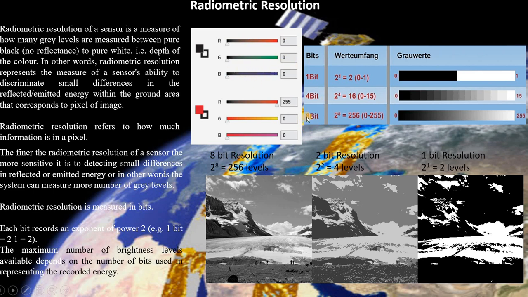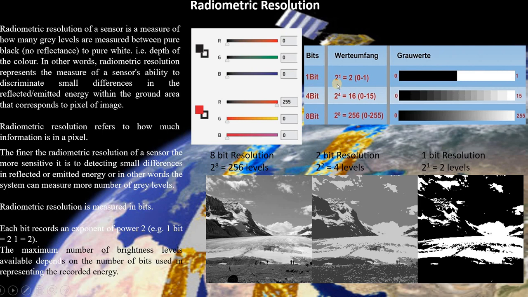Similarly, if I say 8-bit, that means 2 to the power of 8, which is equal to 256 gray levels. If it is a black and white image, the sensor can clearly distinguish 256 different gray levels, right? Similarly, in a colored image, 256 shades in red, 256 shades in green, 256 shades in blue, right?